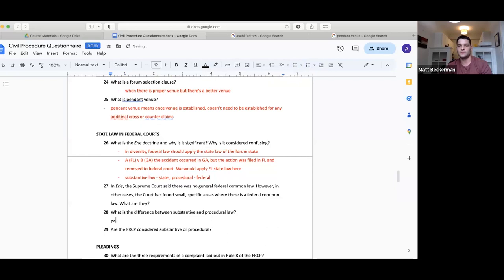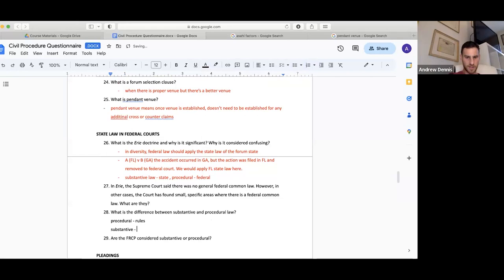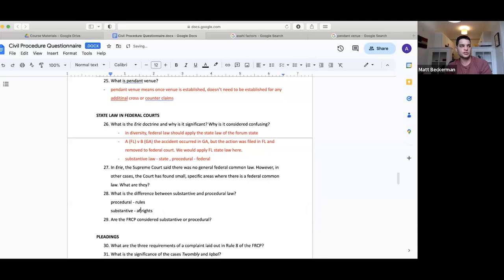Right. Procedural is like rules, and then substantive is like damages, for example. That's affecting your rights, how much you owe. So if Florida says $50,000 for this injury, Georgia law says $40,000, federal law says $20,000, you would apply Florida. All right. I just want you to quickly answer this question for me. What are small specific areas where there's a federal common law?